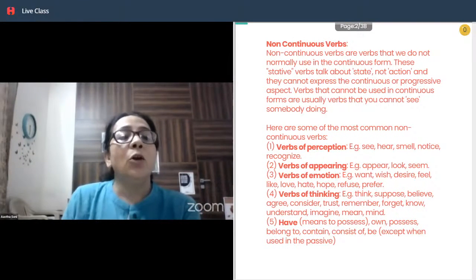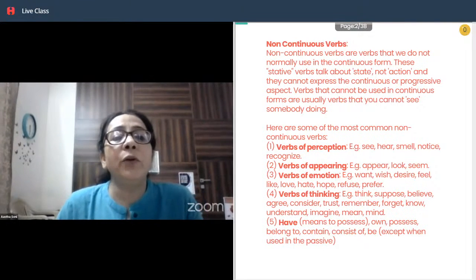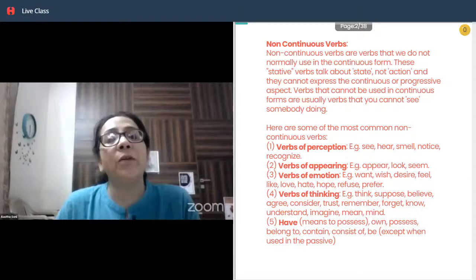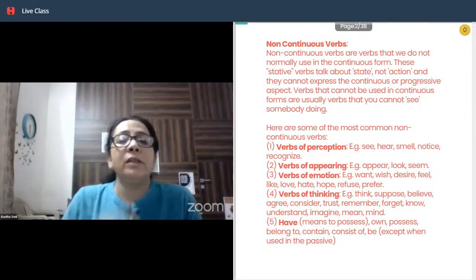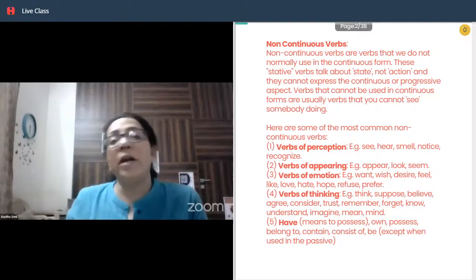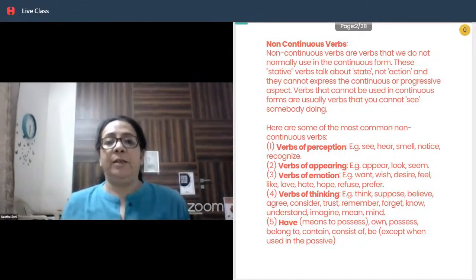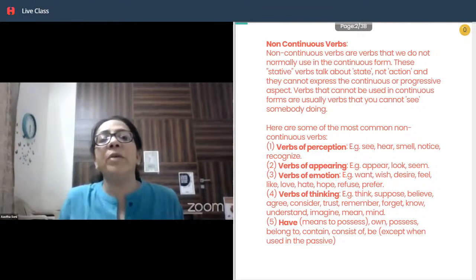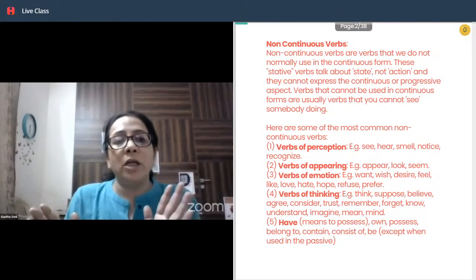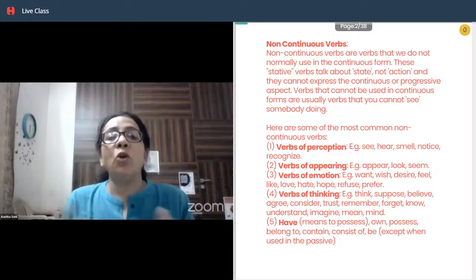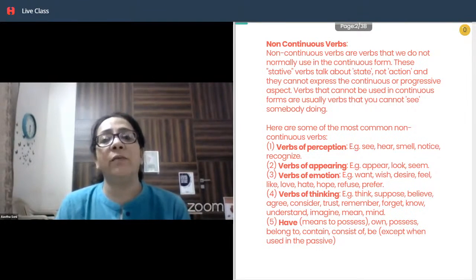So let's see non-continuous verbs. Now, what are those non-continuous verbs? They are verbs that we do not normally use in the continuous form. That means we normally don't use the ing form. They are stative. Stative means something which is stable, where no movement happens. These verbs talk about state. For example, I am in which state? Calm state. So I can't say I am calming. That's what they're saying. Stative means talking about something in a state which has no action in it, and they cannot express the continuous or progressive aspect.